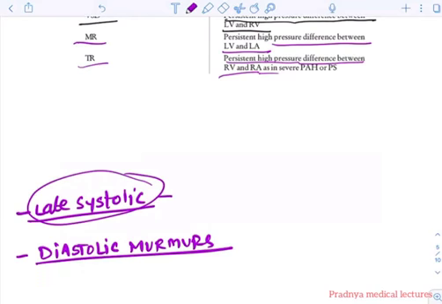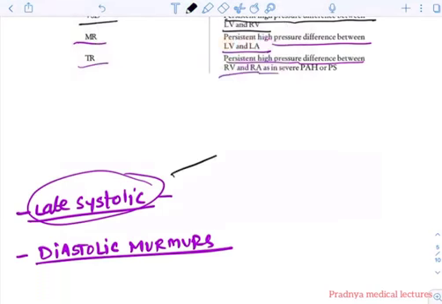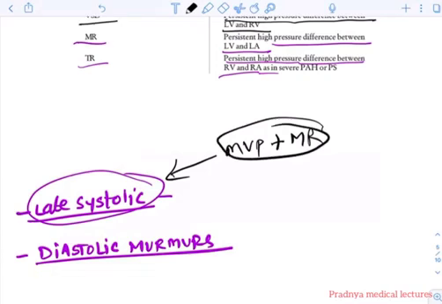Now why is there a late systolic murmur? The importance of late systolic murmur is that it is very localizable. There is only one cause: mitral valve prolapse with mitral regurgitation. Only in this condition will there be a late systolic murmur present. So you have to remember this cause, MVP with MR.